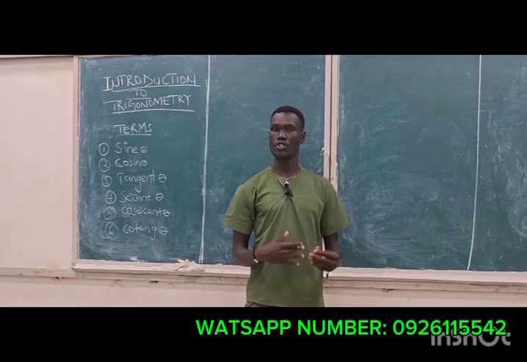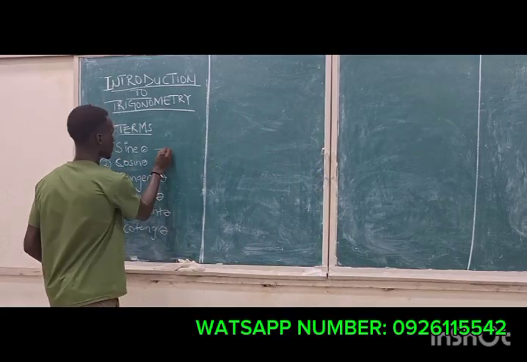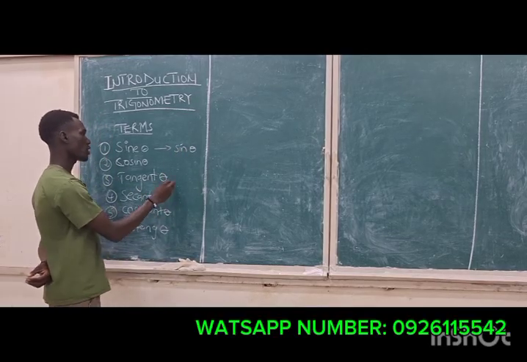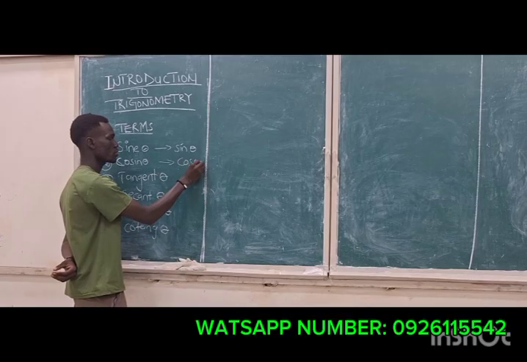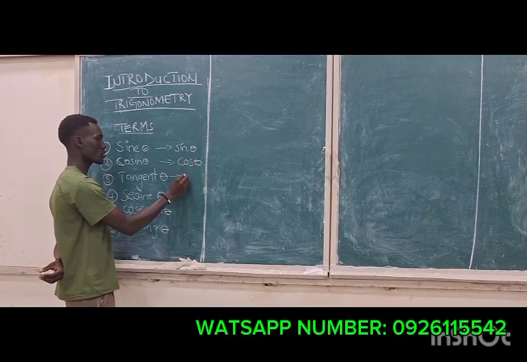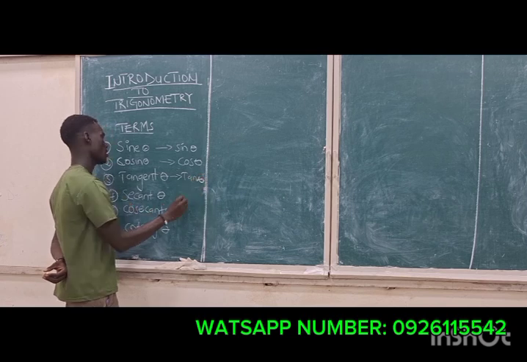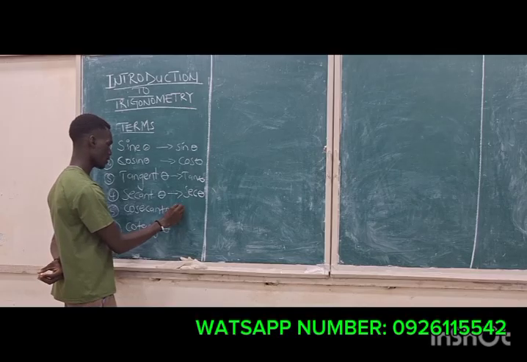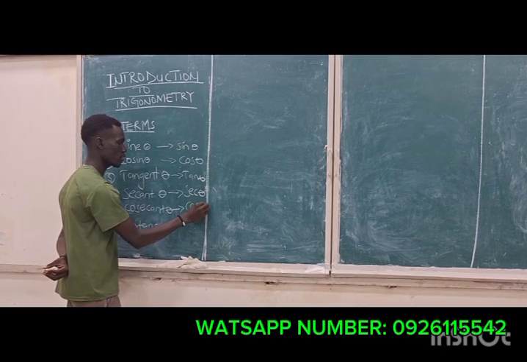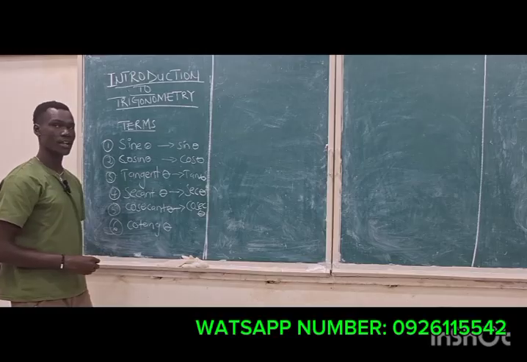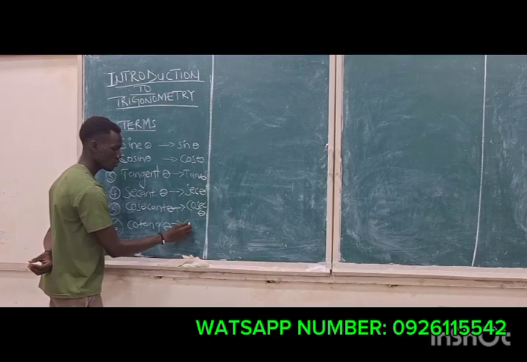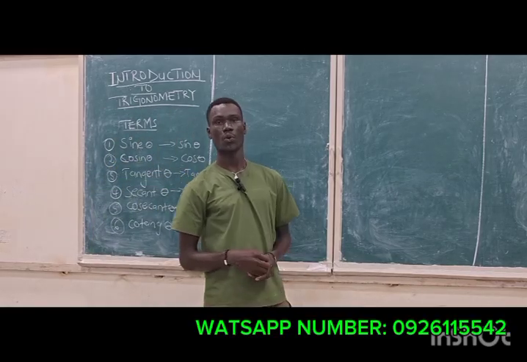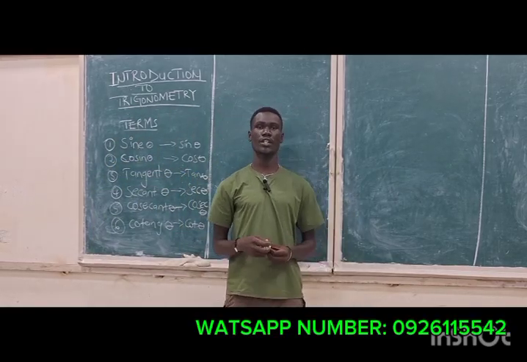We can also write them in short form. When you're writing sine theta, you can put it this way, we won't add the extra letters anymore, that is sin theta. Then cosine, we will just put it cos theta. Then tan theta. Then we have sec theta, then cosec theta, and finally cot theta. Those are the terms that we should use when we're dealing with problems.